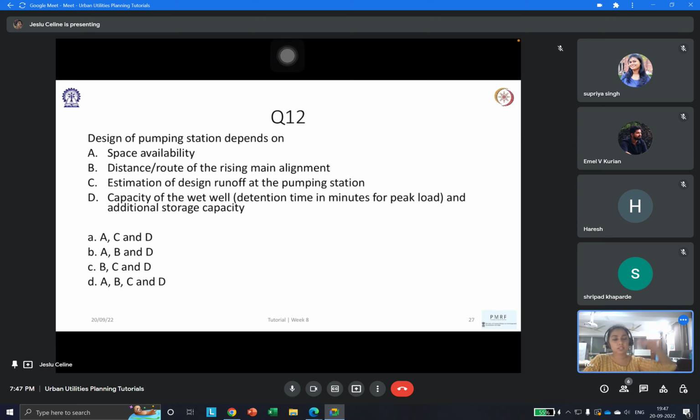Any guesses? Estimation of design runoff at the pumping station. Okay, so C is there, you're saying, fine. You look at the option, there are multiple answers, right? Distance of the rising main alignment.